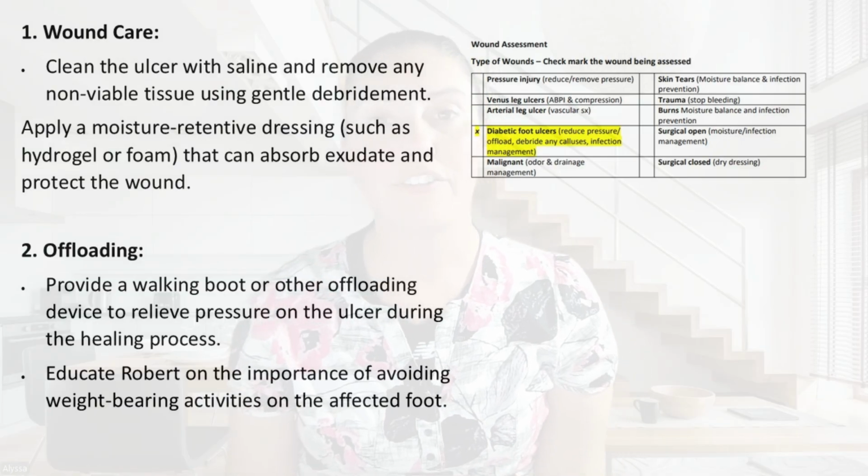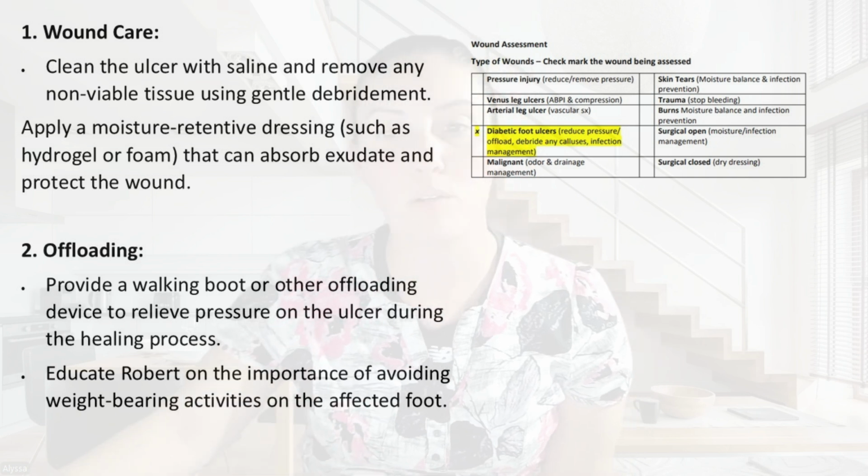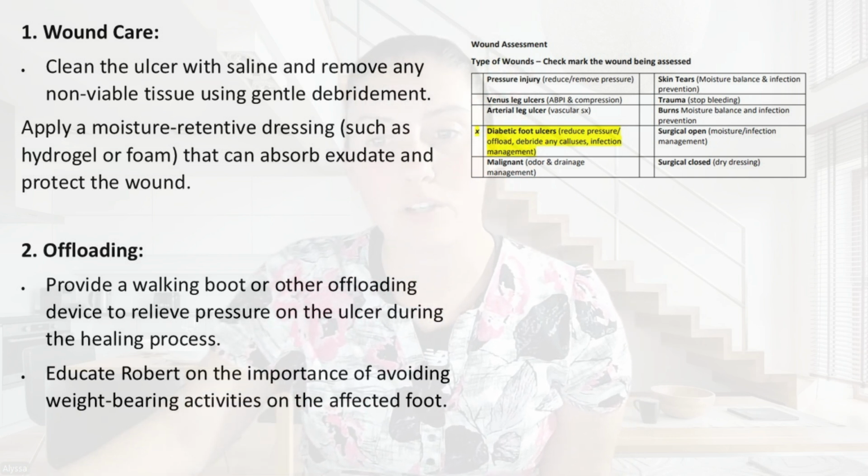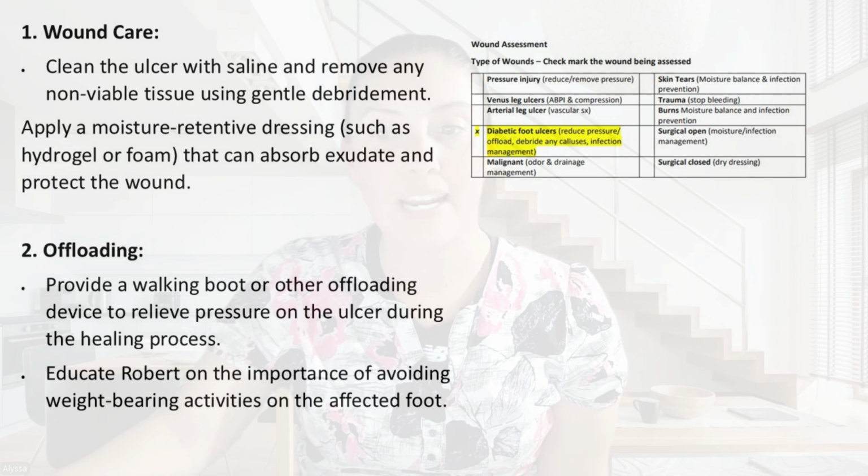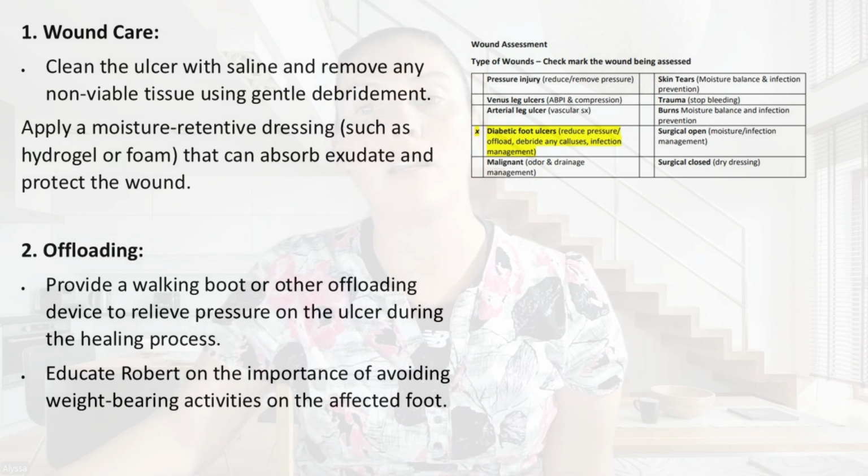As you can see off to the side here, under the types of wounds again, we want to remember we need to reduce pressure or offload, debride any calluses, and manage infection. So if you're not trained, or you are a patient and you have a diabetic foot ulcer, have a trained professional take care of that callus. We also need to reduce pressure to the area. There are special offloading shoes that a patient could wear. It's completely up to your doctor and wound care specialist how you go about that.